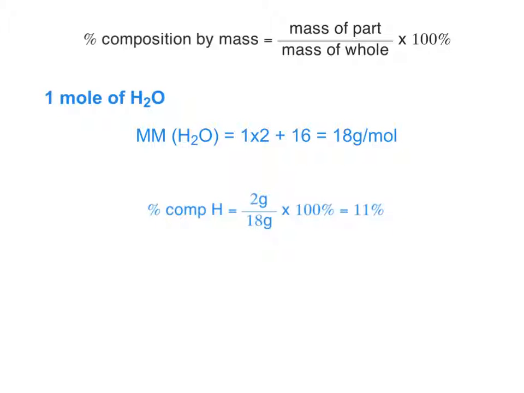And to calculate the percent composition of the oxygen, we do the same. We take the mass of the part that is oxygen, which is 16 grams, divided by the mass of the whole sample, 18 grams, multiplied by 100%, and we have 89%. So percent composition of hydrogen in any sample of water would be 11% by mass, and percent composition of oxygen by mass in any sample of water would be 89%.